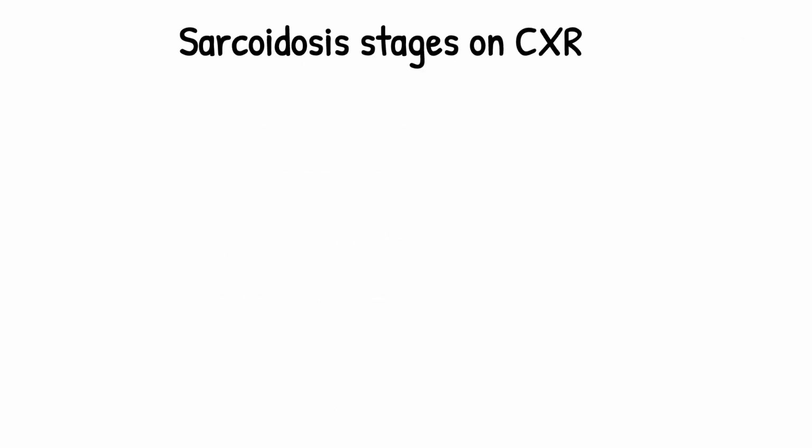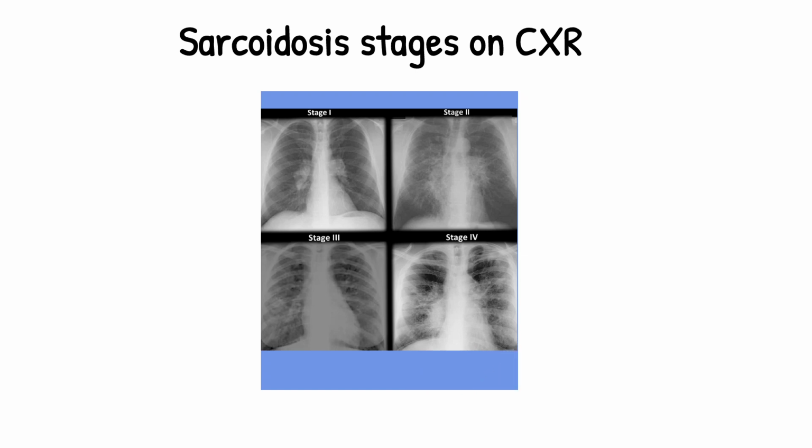So, sarcoidosis stages on a chest X-ray. There are 4 stages of sarcoidosis on the chest X-ray. Stage 1 has just lymphadenopathy, stage 2 lymphadenopathy and infiltrate, stage 3 infiltrate mostly as you can see in the chest X-ray. At stage 4 there will be fibrosis. So these are the 4 stages of sarcoidosis on the chest X-ray.